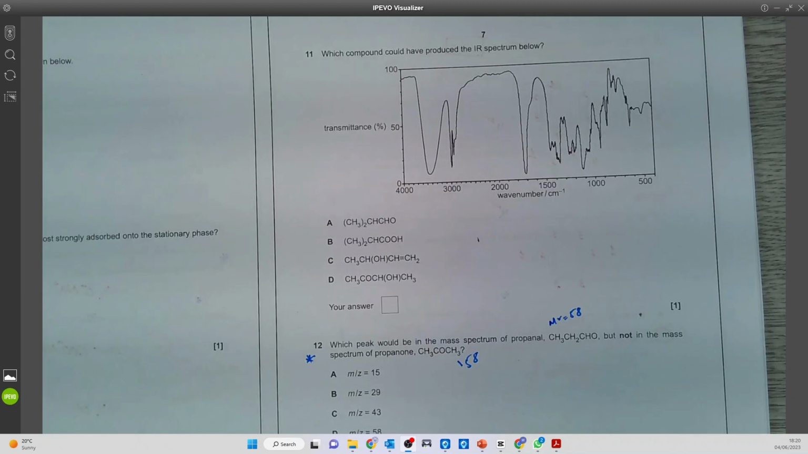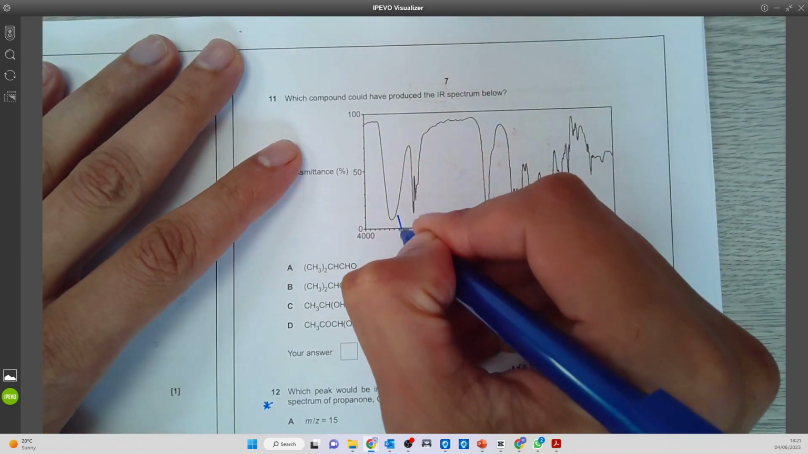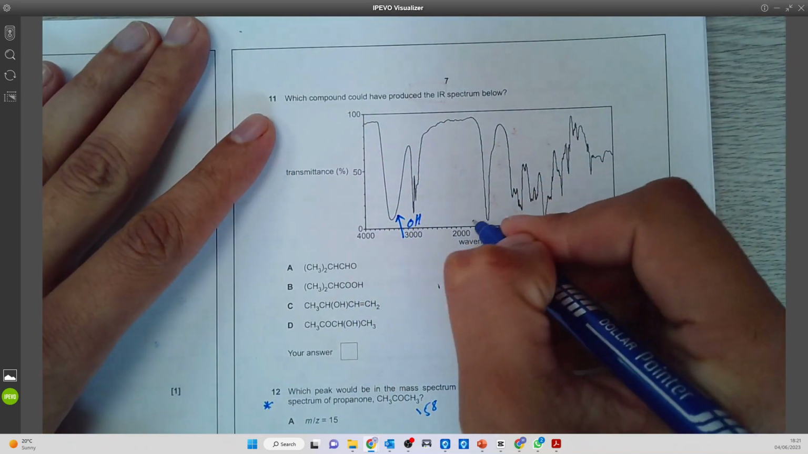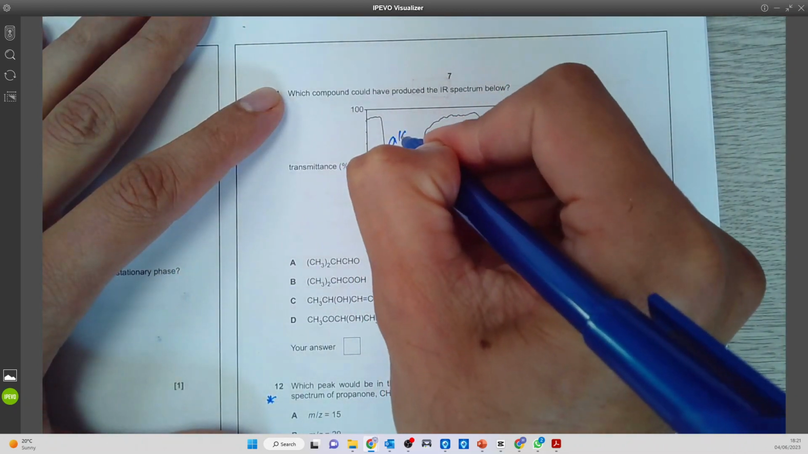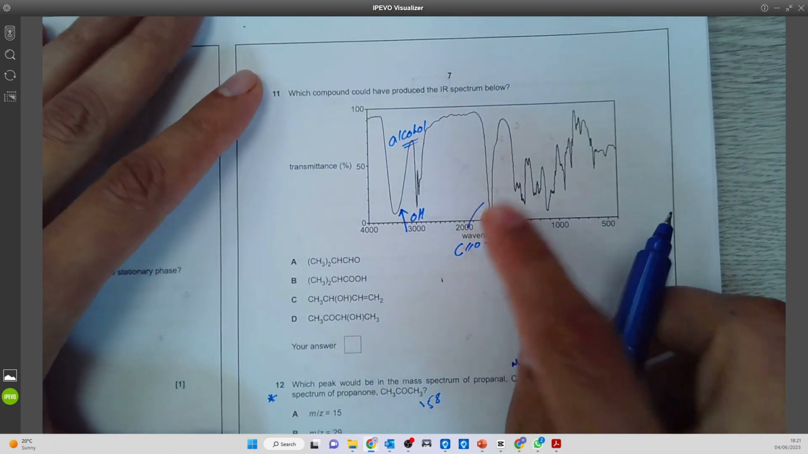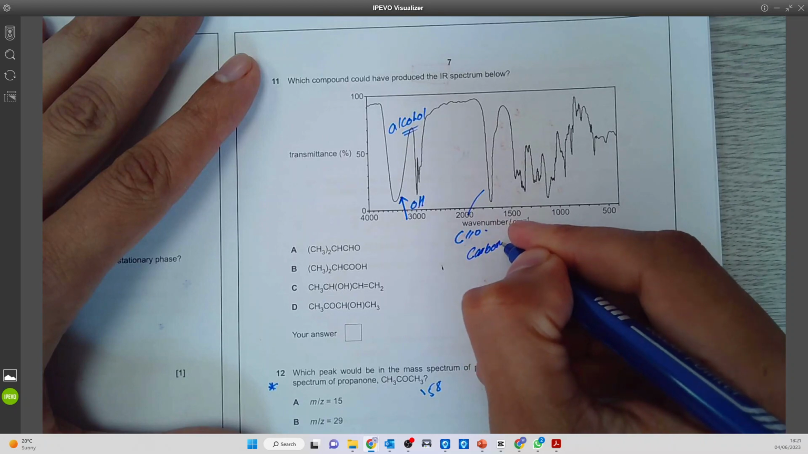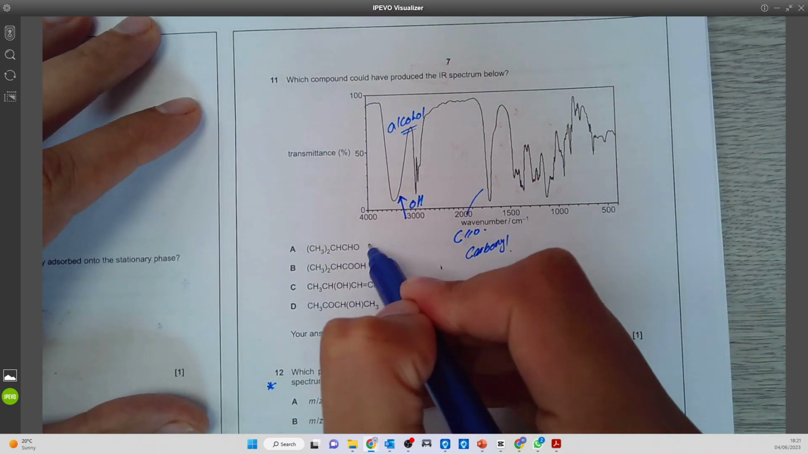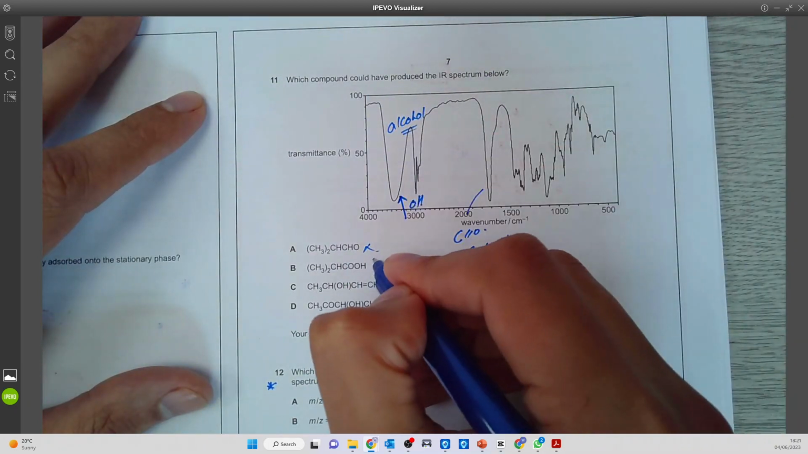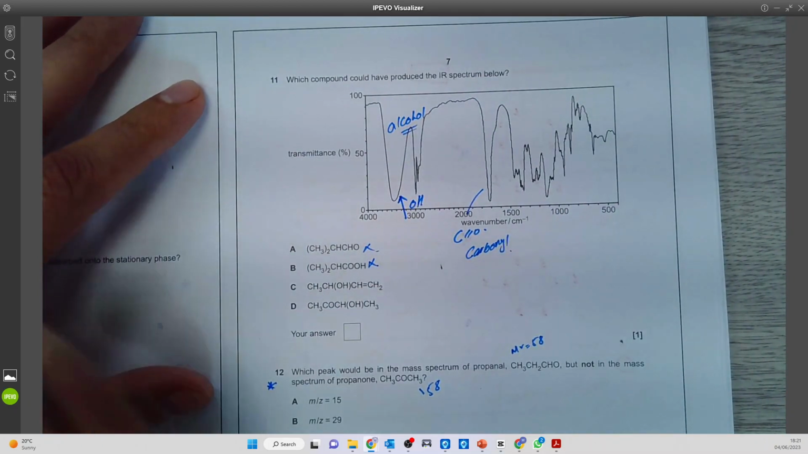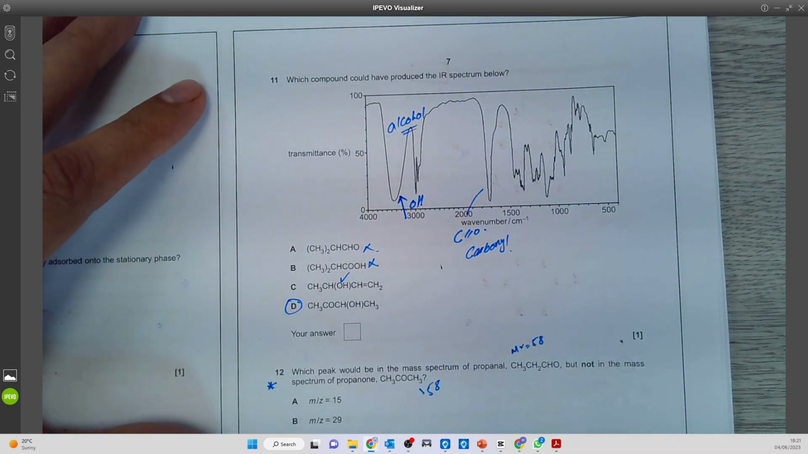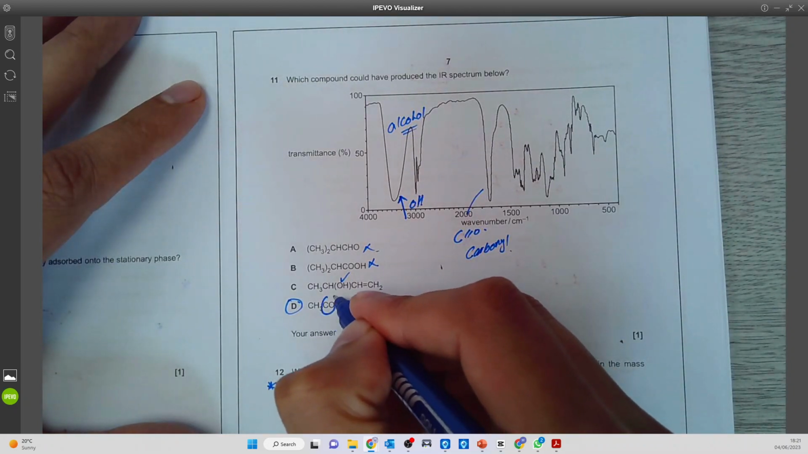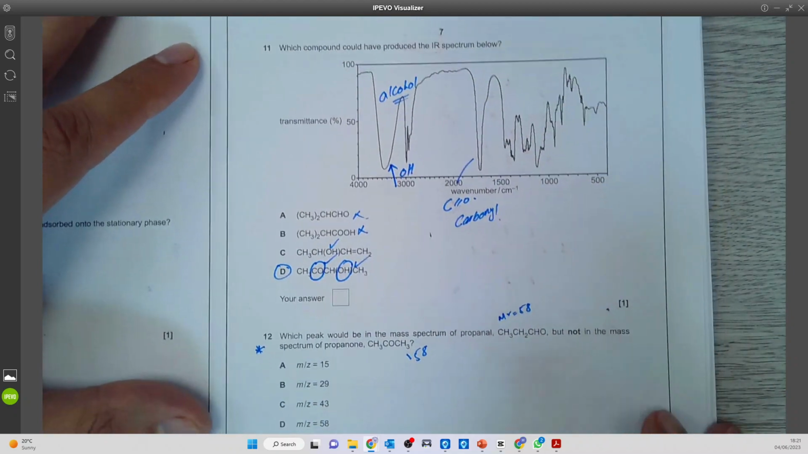Let's quickly have a look at these two questions then. What we have here is, the moment I see this, it is for OH. This is for C double bond O. Now this is alcohol. This C double bond O means this is a carbonyl compound. Now, it can't be this because it doesn't contain OH. It can't be this because it doesn't contain alcohol. Now I'm left with only two options. This one has OH, but it has no carbonyl. So the answer will be D in this case, because it contains a carbonyl compound and it contains alcohol groups. Both of them are present, and that's my answer.